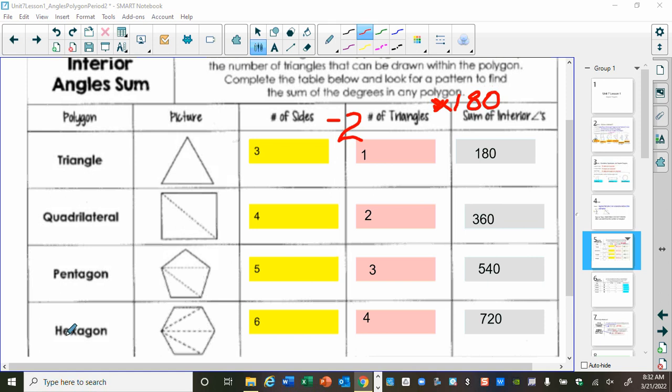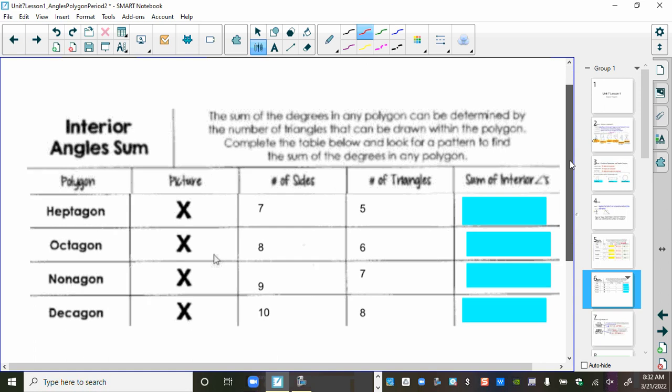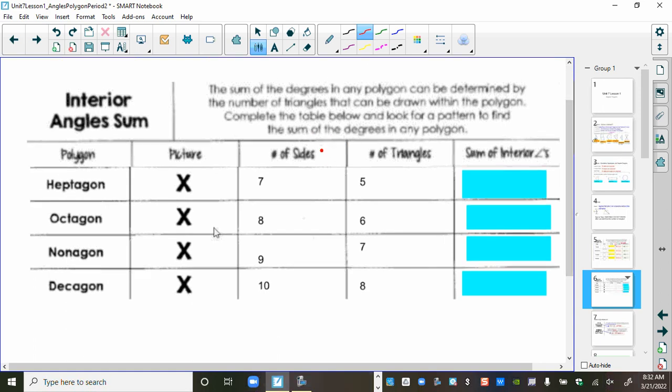Okay, basically you're going to do the same thing. I want you, really quick, to fill in this next column while I finish up attendance. It's something times 180 in all of those cases. Fill that in real quick. That should only take you about 30 seconds to a minute.